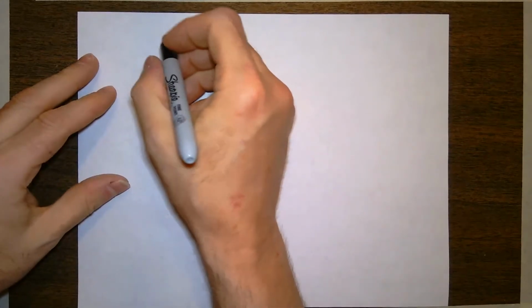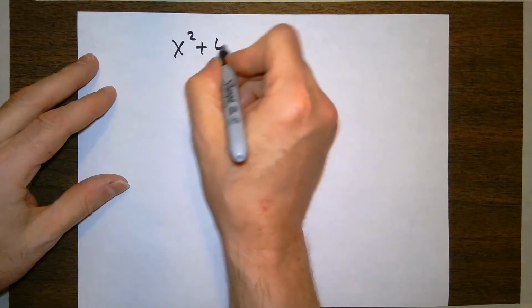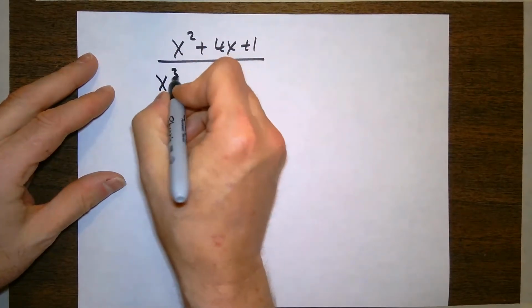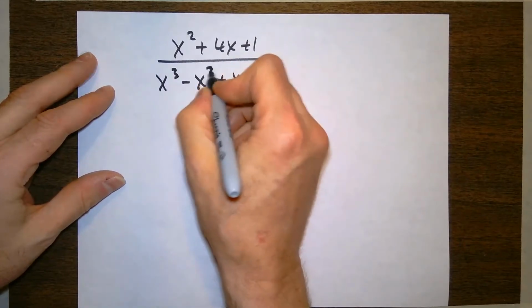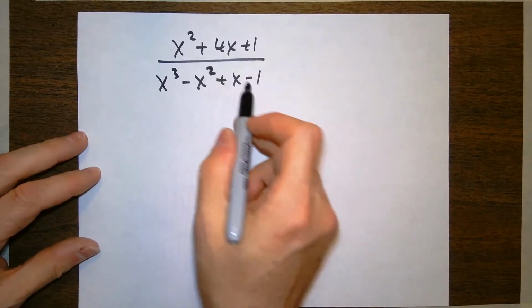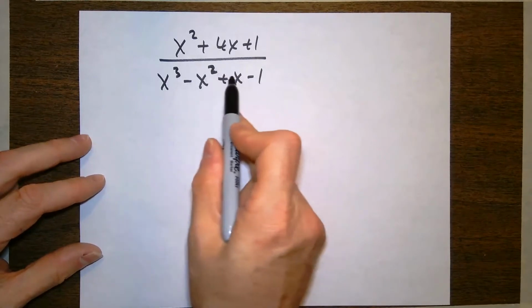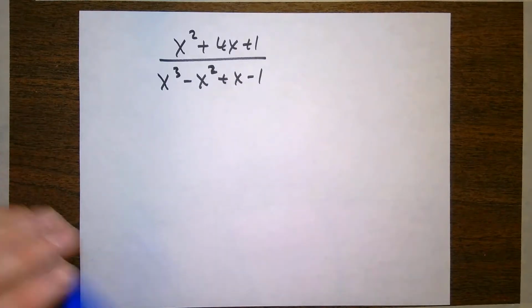Let's take a look at an example. Suppose I have the following expression, x squared plus 4x plus 1 over x cubed minus x squared plus x minus 1. And I want to break this down. Well, I need to factor the denominator to see how it's going to break down. That might be a whole issue right there. We should be able to see this one pretty clearly and easily. Let me take a moment on this one.